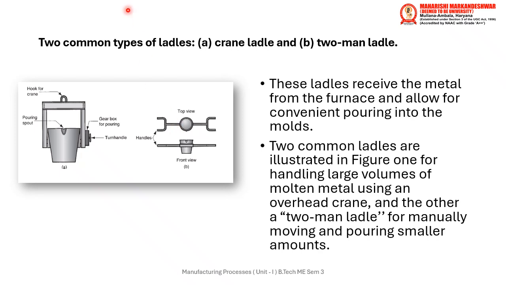Then these are the common types of ladles, cradle, and two-man ladles. So we have the tilting cradle. So what cradle is, it receives the metal from the furnace and allows the convenient pouring into the mold. So this is a channel where the molten metal is conveniently being poured. So there are two common ladles. One is for handling the large volumes of molten metals using an overhead crane, and the others are two-man ladles for manually moving and pouring the smaller amounts.